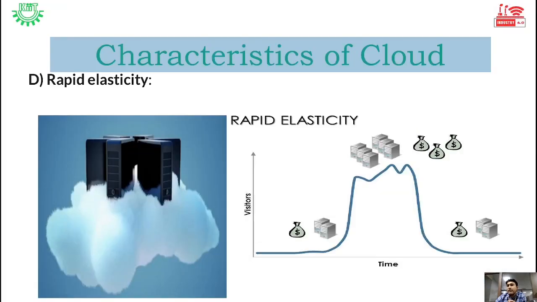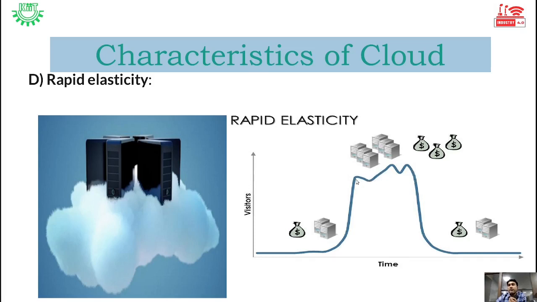Another important characteristic of the cloud is rapid elasticity. These cloud services can be rapidly and elastically provisioned, in some cases automatically, to quickly scale out and rapidly release to quickly scale in. Like in this case, as you can see, this is the time axis and this is the visitor axis. Let's say there is a service that you have launched and deployed on the cloud. Now, let's say the number of visitors was low here. Suddenly the number of visitors increased.